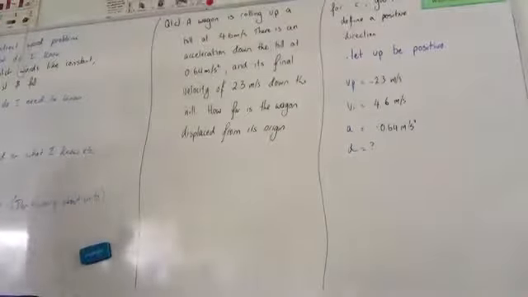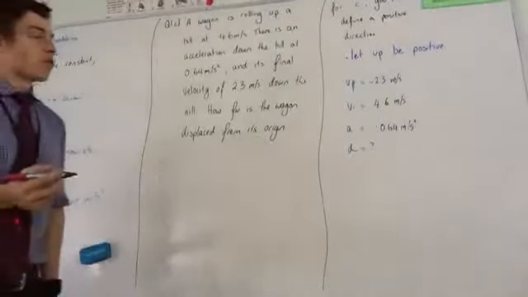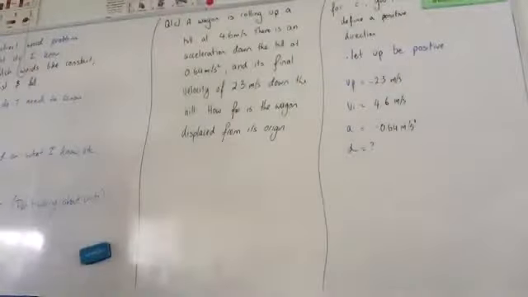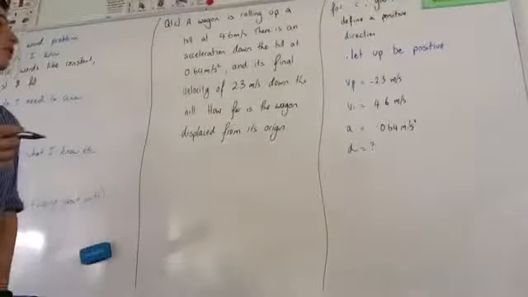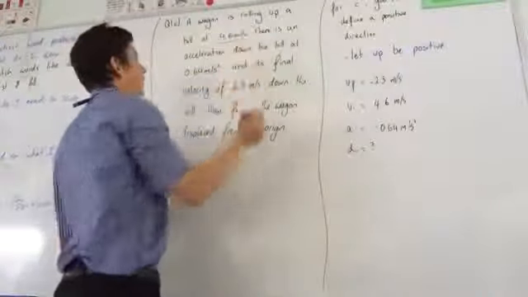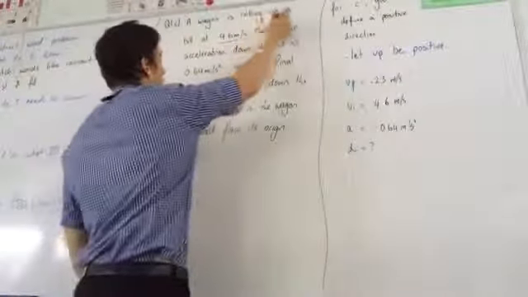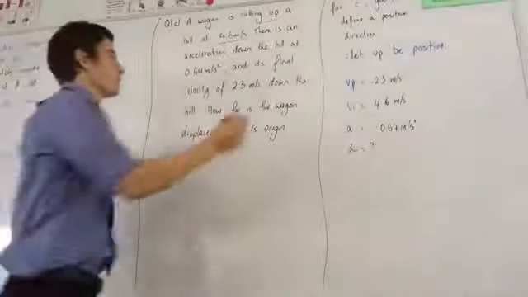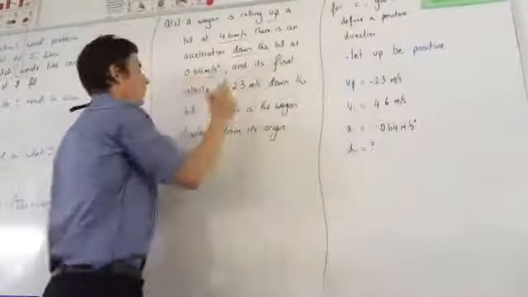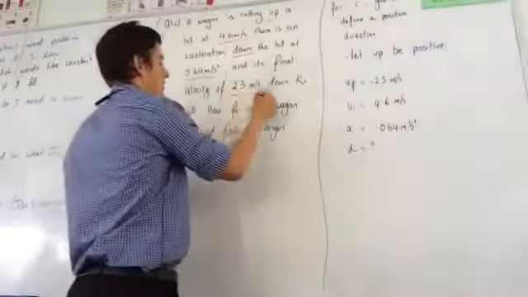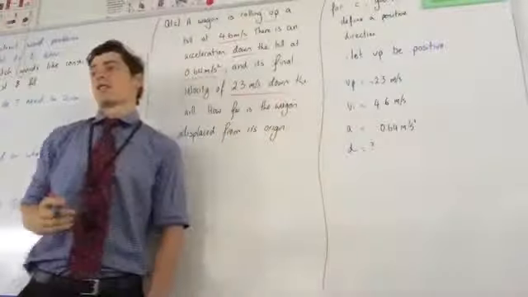All right, so year 10. This is what we call a two-dimensional kinematics problem because you've got both a positive and a negative component. The question goes: a wagon's rolling up the hill at 4.6, I'm going to underline the word up as well, down the hill at an acceleration of 0.64 meters per second squared, and it has a final velocity of 2.3 meters per second down the hill.